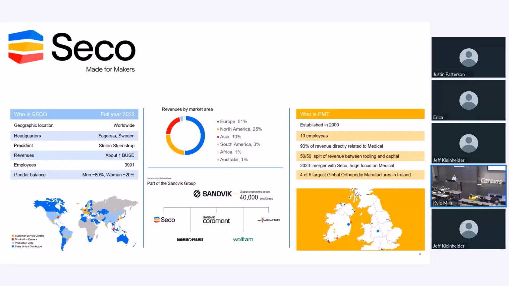So a little bit about SECO for you guys that don't know us. Looking at the center box there in the middle, we are part of the Sandvik group. A lot of people think Sandvik, they think Sandvik Coromant, the machine, the tooling company. You can see there under the machining division, we have SECO, Coromant, Walter, Dormer Pramet, and Wolfram.